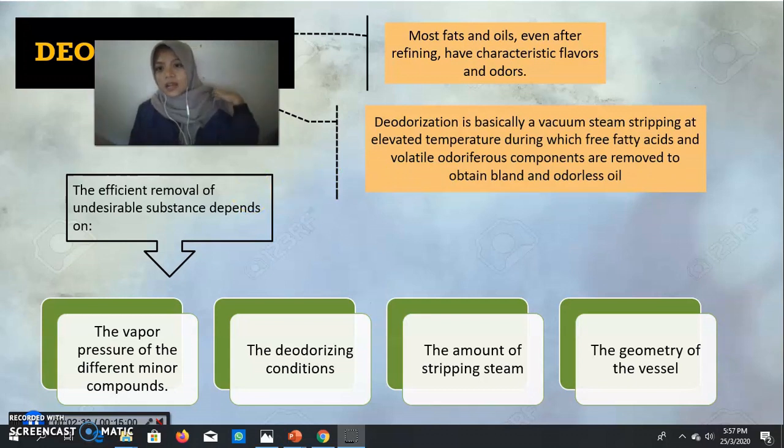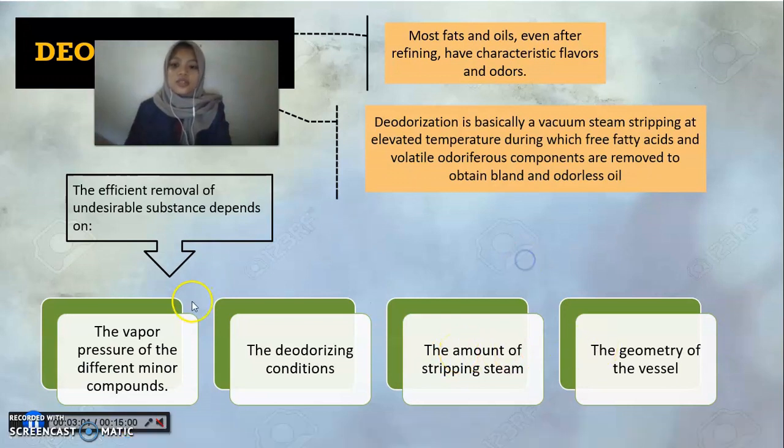So the efficient removal of undesired substances depends on four things that affect it. So one of them is the vapor pressure of the different minor compounds, then the deodorizing conditions, the amount of stripping steam, and the last one is the geometry of the vessel.